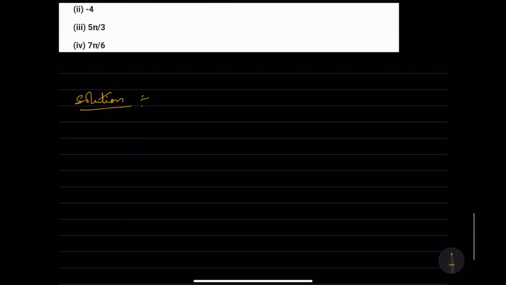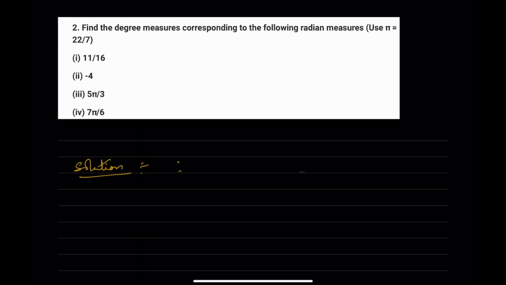So going into the second one, find the degree measures corresponding to the following radian measures. Use pi is equal to 22 by 7. First one is 11 by 16 we are having. So the radian measures are given. Now we have to find out corresponding to the following radian measures, in terms of degrees, what is it equal to.